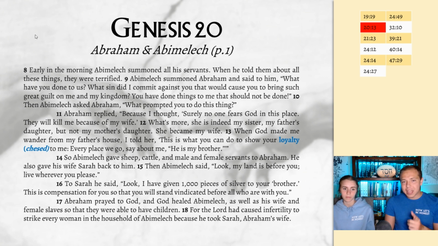Yeah. But then, after all of that, you see a very bad demonstration of Hesed. You get to verse 14. So Abimelech gave sheep, cattle, and male and female servants to Abraham. Like, this, once again, should surprise you. This is more surprising than back up in verse 8, whenever they were terrified.